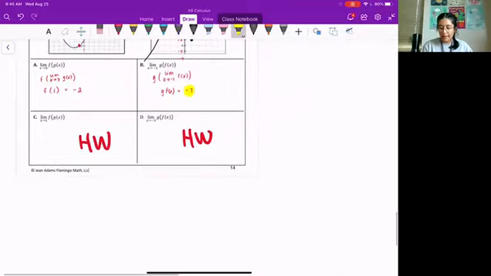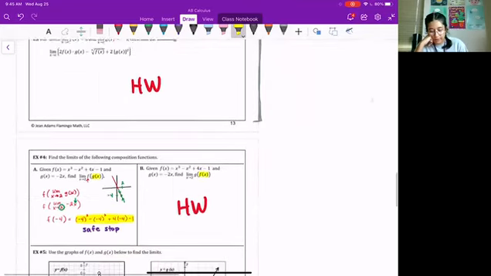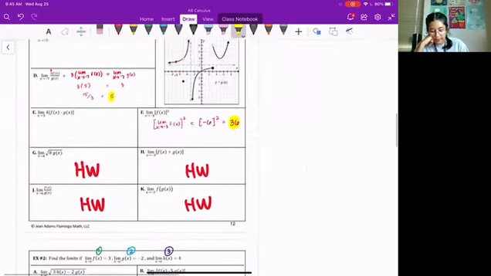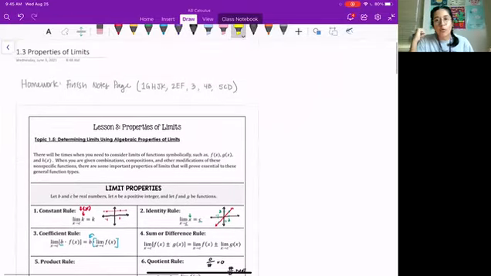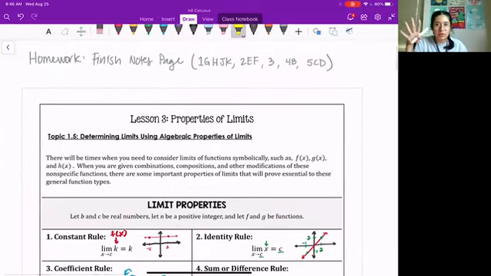All right, and the last 2 are yours for homework. So it looks like we have 10 homework problems. That's not too bad. Tomorrow we'll work with limits just a little bit more. And remember that Friday is our quiz. I'm currently writing it up right now. I have all my questions picked out.